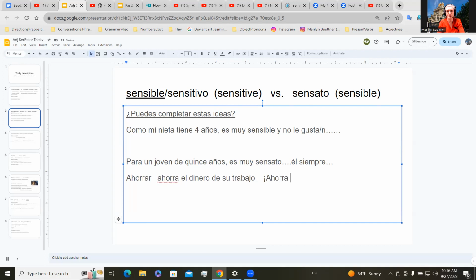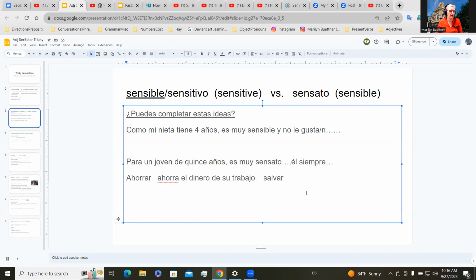Ahorra 30%. Save 30%, you know, you'll see this a lot. But this is different than the other save. We have many definitions in English for save, right? But the other save is salvar, which may seem nice and safe, but that's saving something from something dangerous.